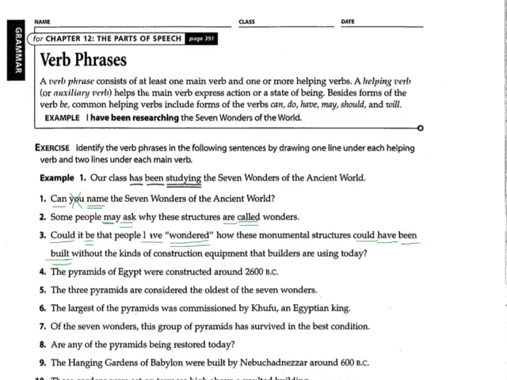I have one more verb phrase in this sentence. What's the last main verb? Using. And my helping verb for that is are. I'm glad we got that one out of the way. Go ahead and give the rest a try.